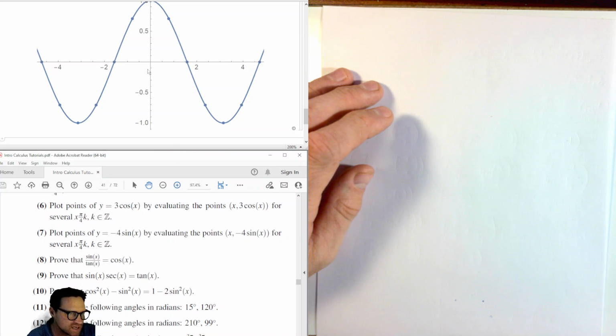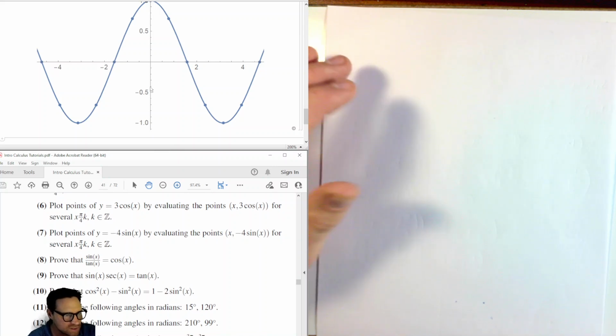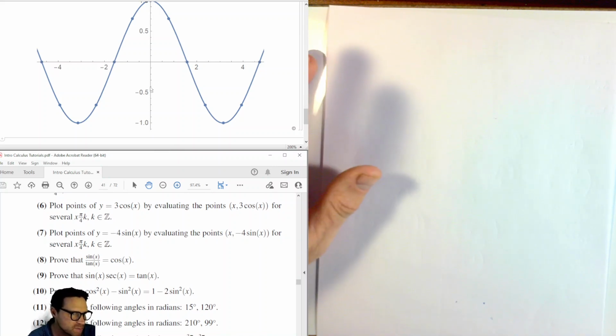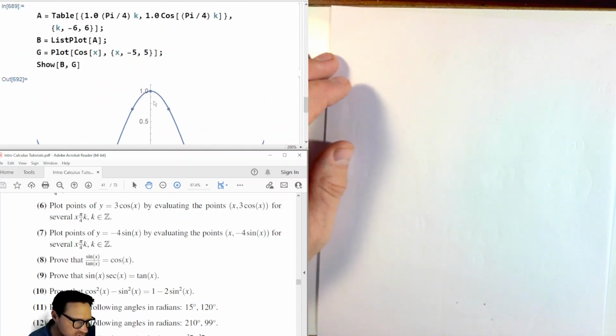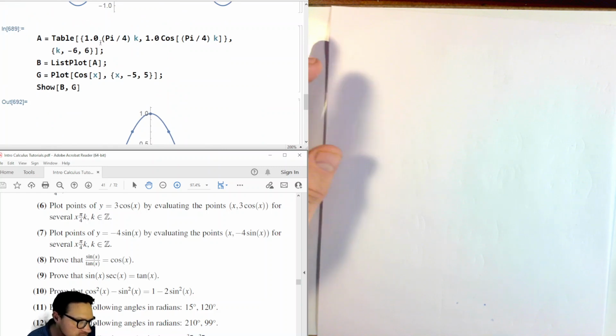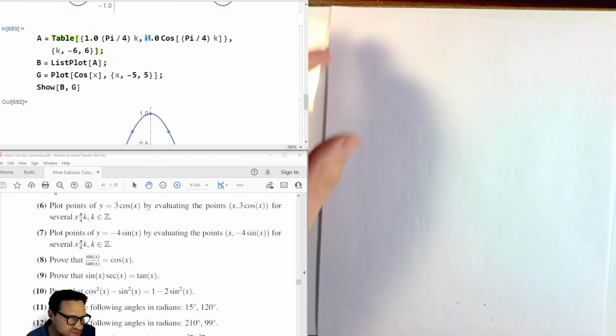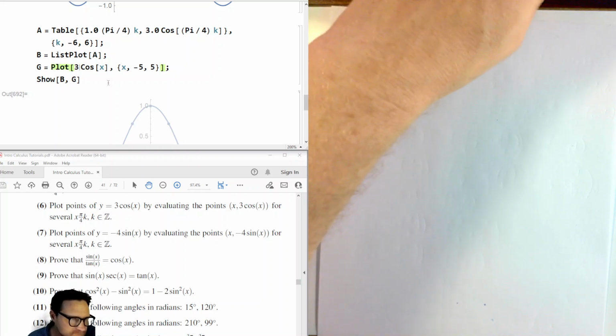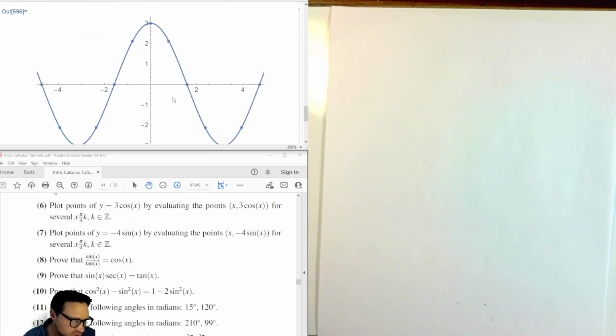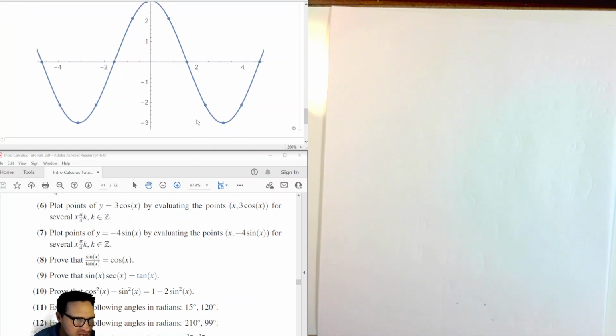Okay, now question 6. Question 6 is fairly similar. So again, I'm just going to use Mathematica to do this. But what I'm going to do is just modify the code that I have already written and change this 1.0 to a 3.0 and put a 3 in front of the cosine. Okay, so what it's done is it's just magnified the amplitude of the wave. So you see it now goes up to 3 and it goes down to -3.